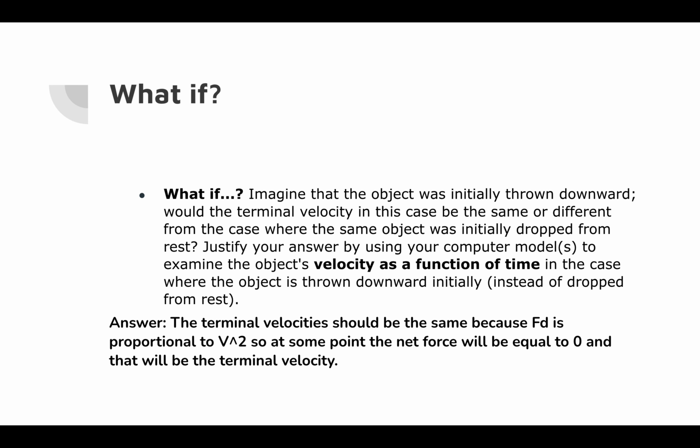What if the object is initially thrown downward? Would the terminal velocity in this case be the same or different than in the case where the object was initially dropped from rest? The terminal velocities should be the same because the drag force is proportional to velocity squared. At some point the net force will also be equal to 0, and at that point they will also have a terminal velocity, and this terminal velocity would and should be equivalent.